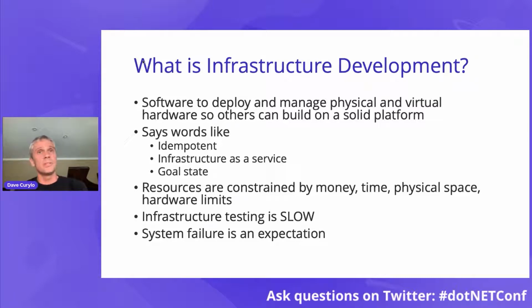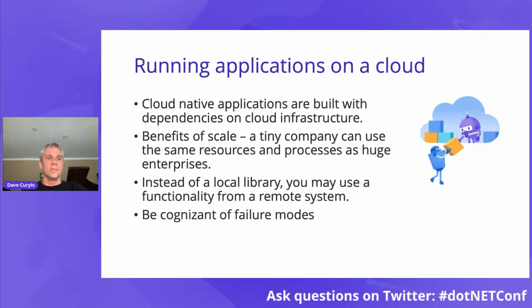But probably one of the biggest things, and this is where F Sharp comes into play, is that system failure is kind of an expectation. It's one of those things that happens, especially when you're dealing with hardware, networks, DNS and authentication. All these things come into play. We have to be cognizant of the different failure modes.